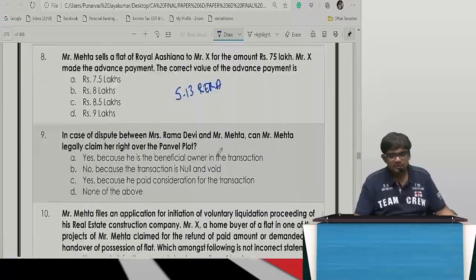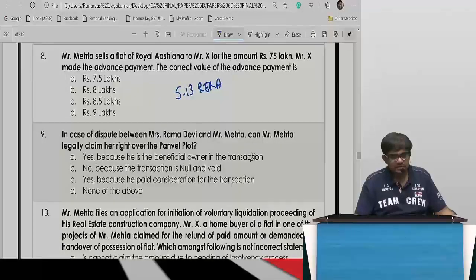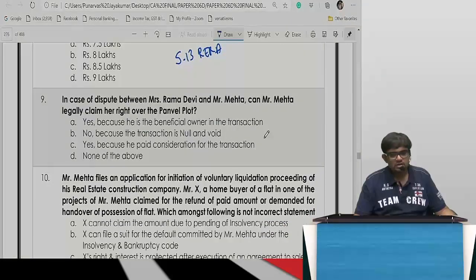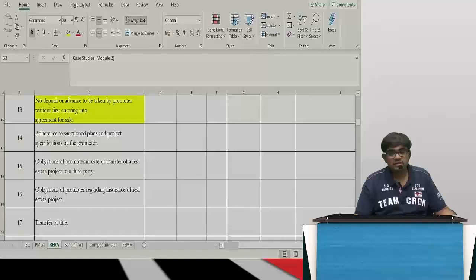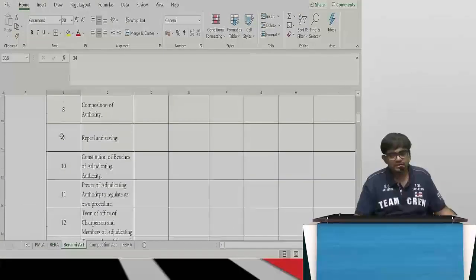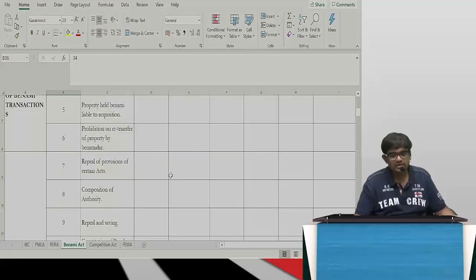In case of dispute between Ramadevi and Mehta, can Mr. Mehta legally claim? This is about claiming the property. Now this is not PMLA, this is not RERA. Claiming the property, because it would have been done in somebody else's name obviously. So I have to go to the Benami Act. Go to the Benami Act, claiming the thing. So held by somebody else. Can I acquire? Can I not acquire? Can I retransfer the property of Benamidar?